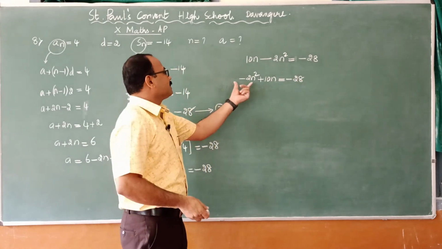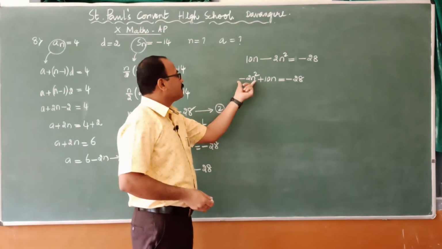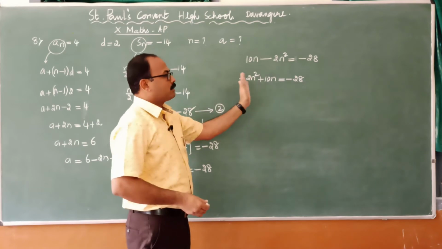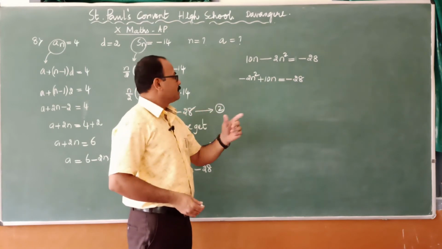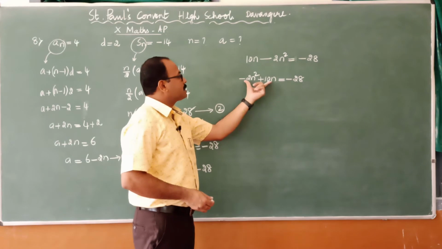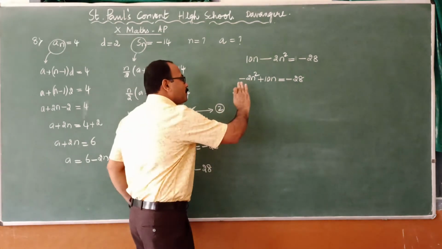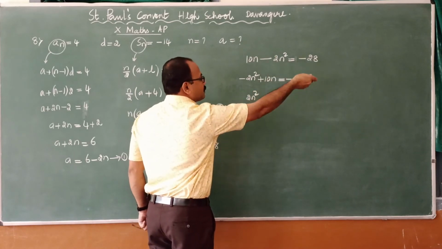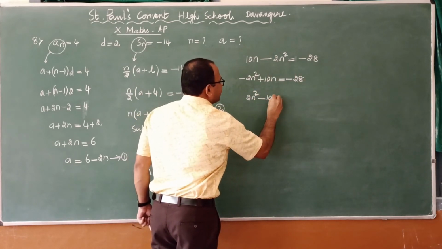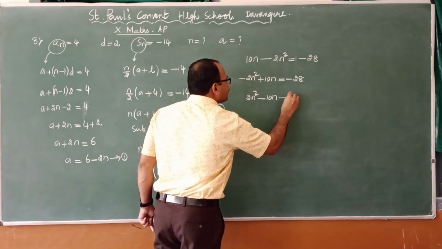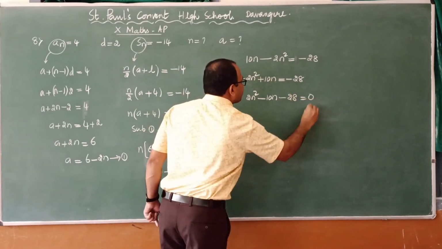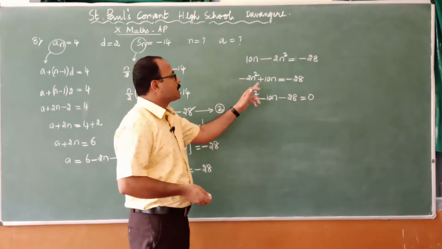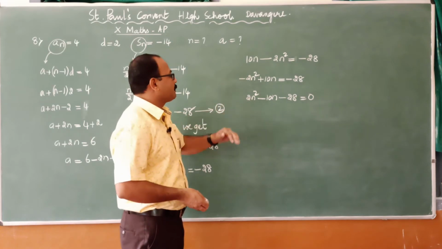See, the starting point itself is negative. We don't want to have negative, children. Therefore, multiply throughout the equation by negative, or transpose these two terms to that side. When it goes that side, it will become plus 2n square. This also gets transposed, minus 10n. Already we have minus 28, which will be equal to 0. Very carefully you have to do this, children, or multiply throughout the equation by minus.